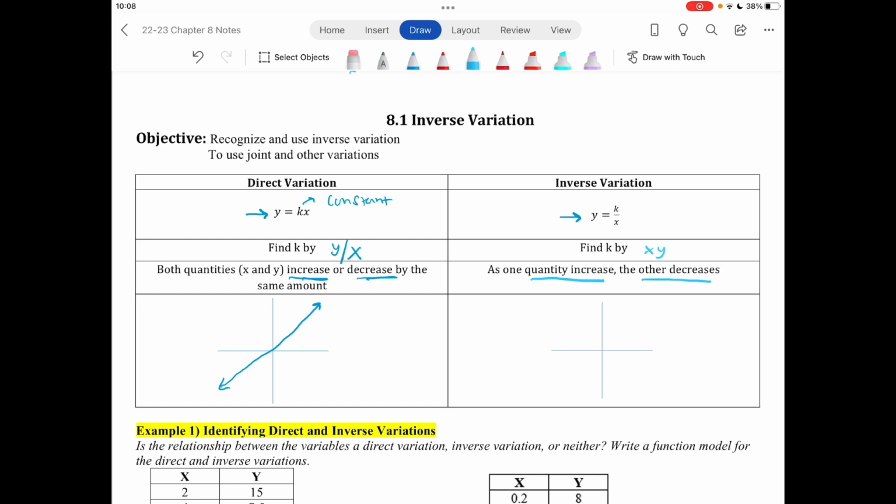What this looks like is we get kind of a curved graph in the first quadrant, and we're going to get another curved graph in the third quadrant, with an asymptote going through the y-axis and an asymptote going across the x-axis.